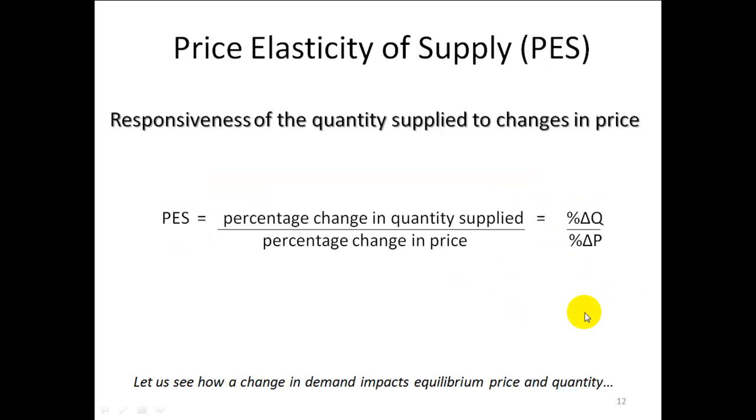Just as we have elasticity associated with demand, similarly we have elasticity associated with the supply curve. The formula is essentially the same. Obviously here we now talk about the percentage change in quantity supplied divided by the percentage change in price. And this number will always be positive, since if the price increases, then the quantity supplied will also increase. So the relationship will be positive.